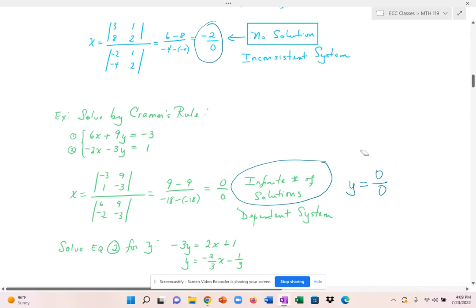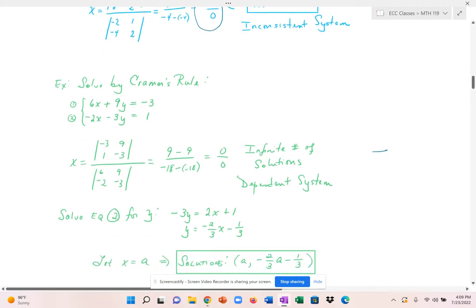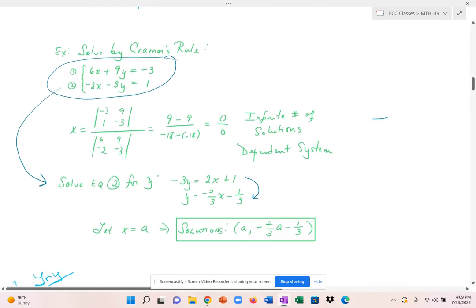So the challenge with a dependent system is, how do you present the solution? So I need to solve one of these equations for y. It doesn't matter which one you pick. I picked equation 2 just because the numbers are smaller. If I pick equation 1, it's going to work out the same way. So when I solve equation 2 for y, I added 2x, and then I divide everything by negative 3. So my y is negative 2/3 x minus 1/3.